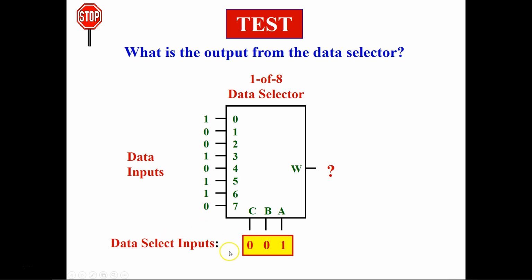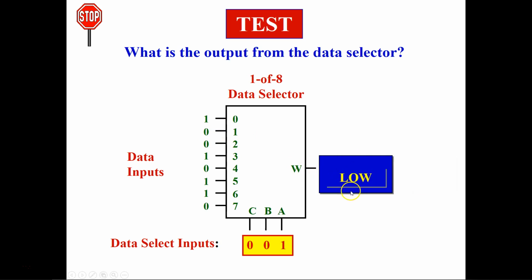So we have 0, 0, 1. Where do you think we can have 0, 0, 1? We can have 0, 0, 1 at this place, because at this it is 0, 0, 0 and this is your 0, 0, 1. So at this place your output is 0. Your input which is going into the data selector is 0 based on this data select input, and the same thing is going to appear at the output. So you are going to have a 0 or a low at the output.